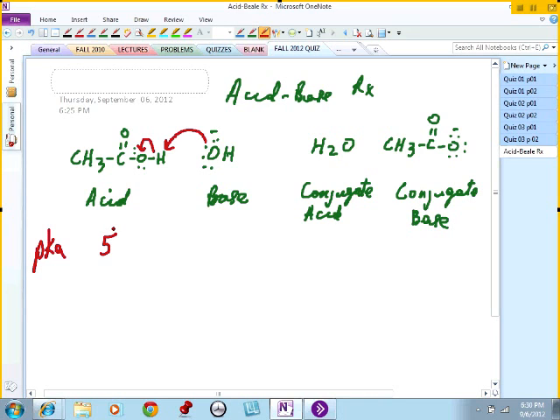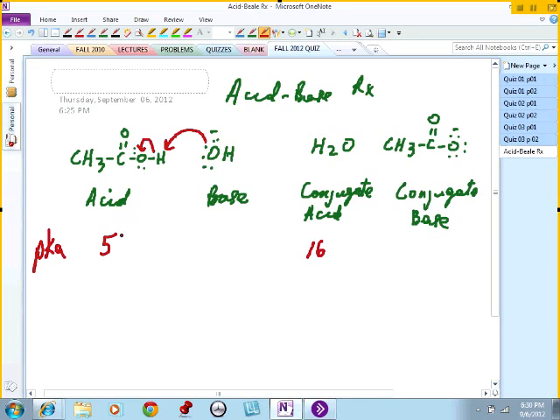And for water, what is the pKa value for water? It's about 15.74, so let's make it 16, okay? Now the direction of an acid-base reaction goes from the stronger acid to the weaker acid, okay? In this case, a lower pKa value means that the acid is a stronger acid than one with a higher pKa value.